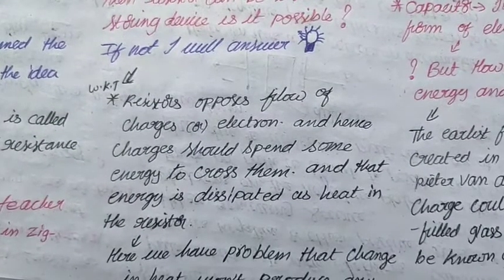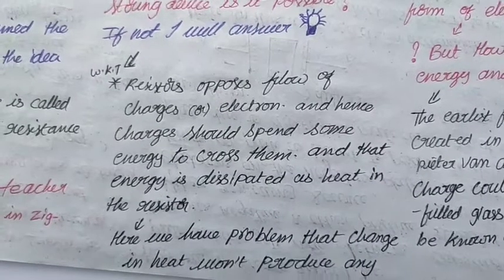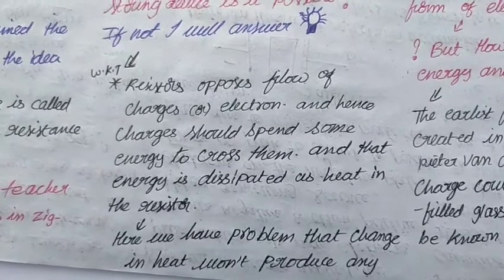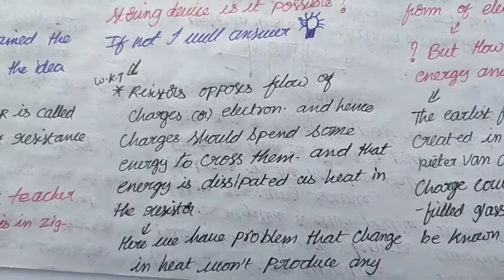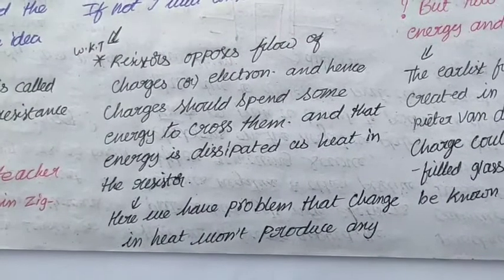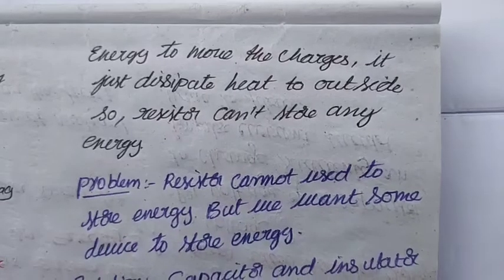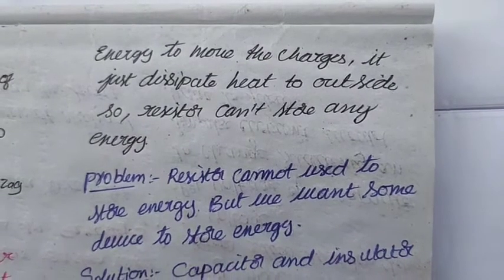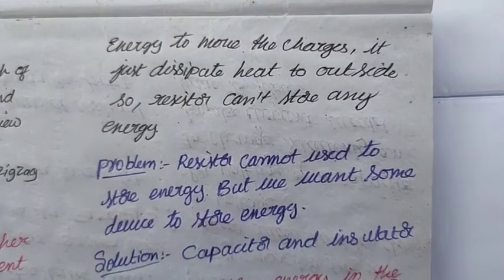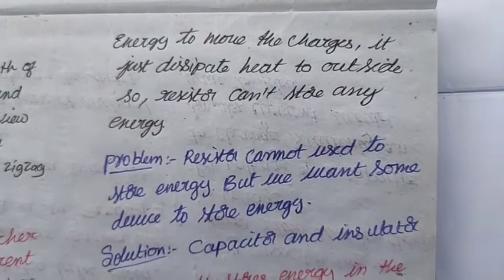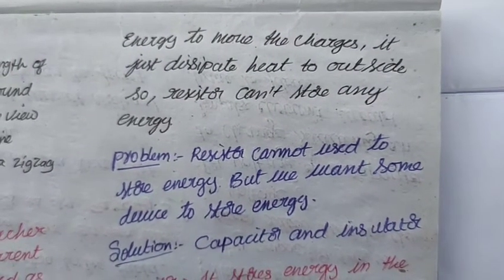We know that a resistor opposes the flow of charges or electrons. Hence, charges should spend some energy to cross it. That energy is dissipated as heat in the resistor. Here we have a problem: the heat would not produce any energy to move the charges. It just dissipates heat to the outside. So a resistor cannot store any charge, because it dissipates heat which is not useful to move other charges. So we cannot store heat.